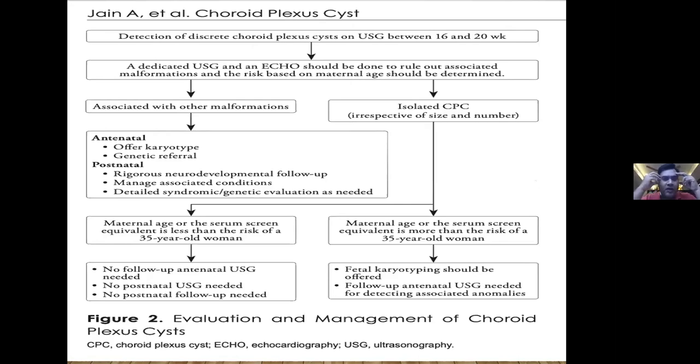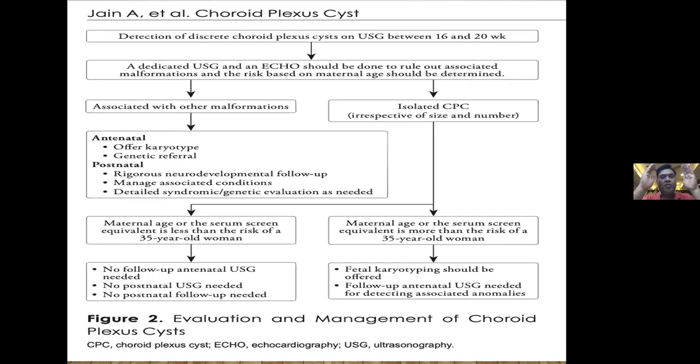Okay. So I was telling about how to go about it if you detect a choroid plexus cyst. If you detect a discrete choroid plexus cyst on USG between 16 to 20 weeks, we need to do a dedicated USG and echo to rule out other associated malformations. As I said, it's an important soft marker, and we need to rule out other anomalies in that particular baby. Once you do a detailed ultrasound, or TIFFA, you will have two findings: either it is associated with malformation or it is an isolated CPC.